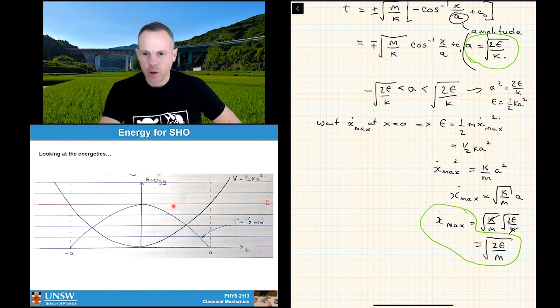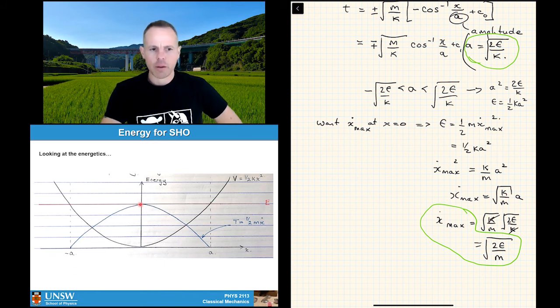And on this graph I can plot three energies. I can plot the total energy E here in red, and so you can see it's a red horizontal line because it's constant at all the positions. I can plot V as a function of x. It's my potential energy, and you can see it's parabolic, so potential energy is 0 at the center of motion, and then potential energy is equal to the total energy at the amplitude, which is where the motion stops and reverses direction. And of course I can plot T as well.